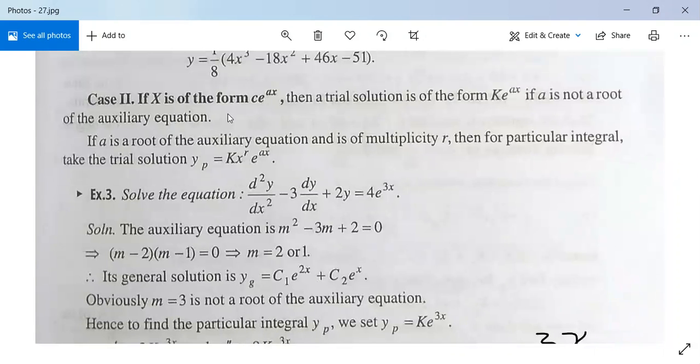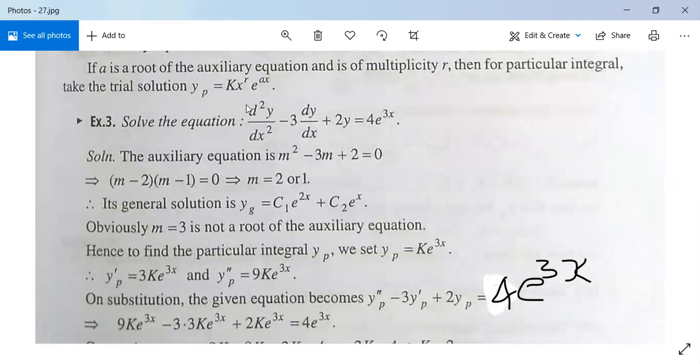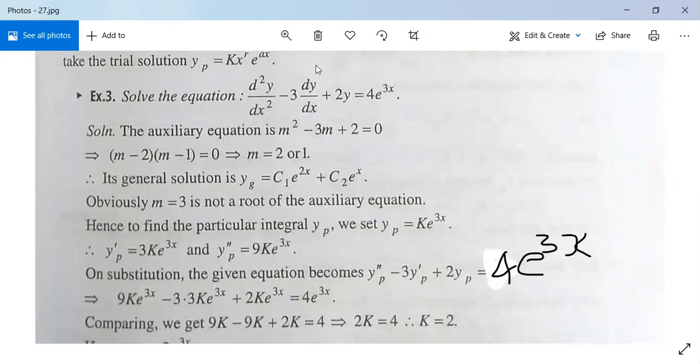Next, if X is of the form c into e to the power ax. See, the given equation is d2y by dx2 minus 3 dy by dx plus 2y is equal to 4 into e to the power 3x. Here the auxiliary equation will be m square minus 3m plus 2 equal to 0. It can be factorized as m minus 2 into m minus 1 is equal to 0, so m is equal to 2 and 1. Therefore, the general solution will be y is equal to c1 e to the power 2x plus c2 e to the power x. This is our complementary function.